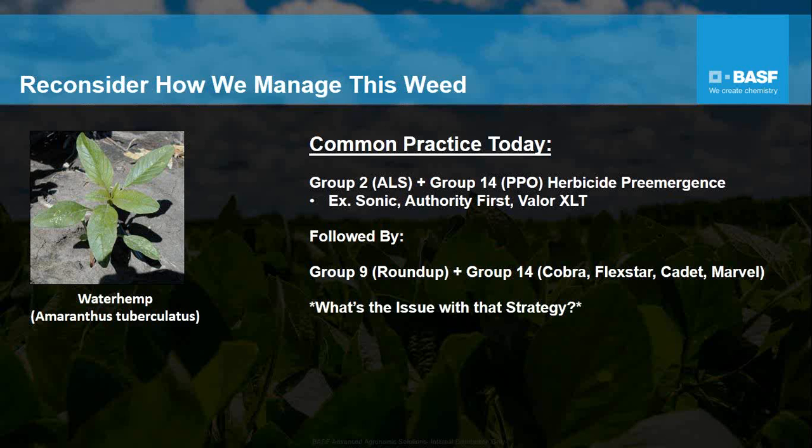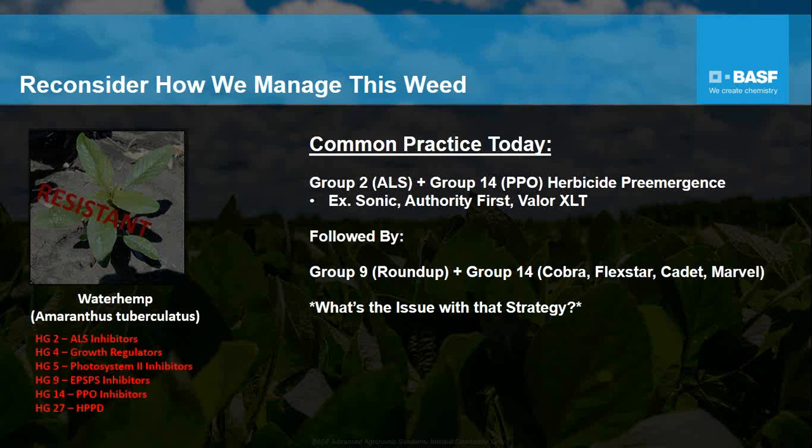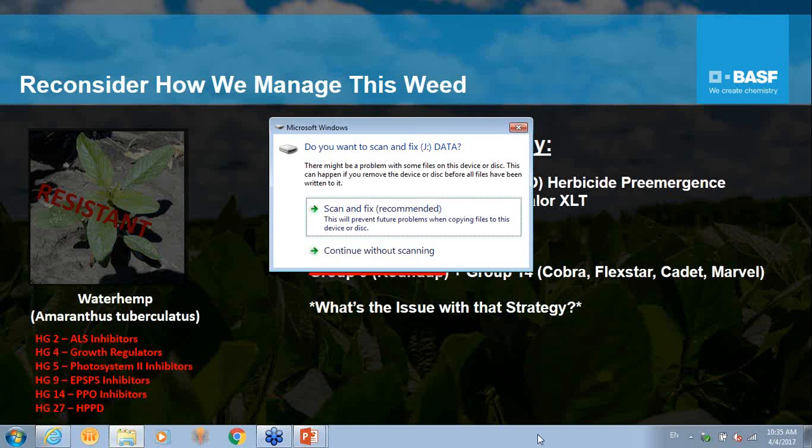So we have to ask ourselves, what's the issue with this strategy? And the issue is that water hemp, in this particular case, is resistant to a lot of those herbicides. And we've got pretty good evidence from the University of Illinois that a large percentage may be resistant to both glyphosate and the PPO, the group 14 herbicides. So if you look at this, you can eliminate, in a lot of cases, the ALS and Roundup. I'm just going to put a red line through those. Those aren't doing a whole lot for you. And so you're very reliant in this particular practice on your group 14 herbicide.